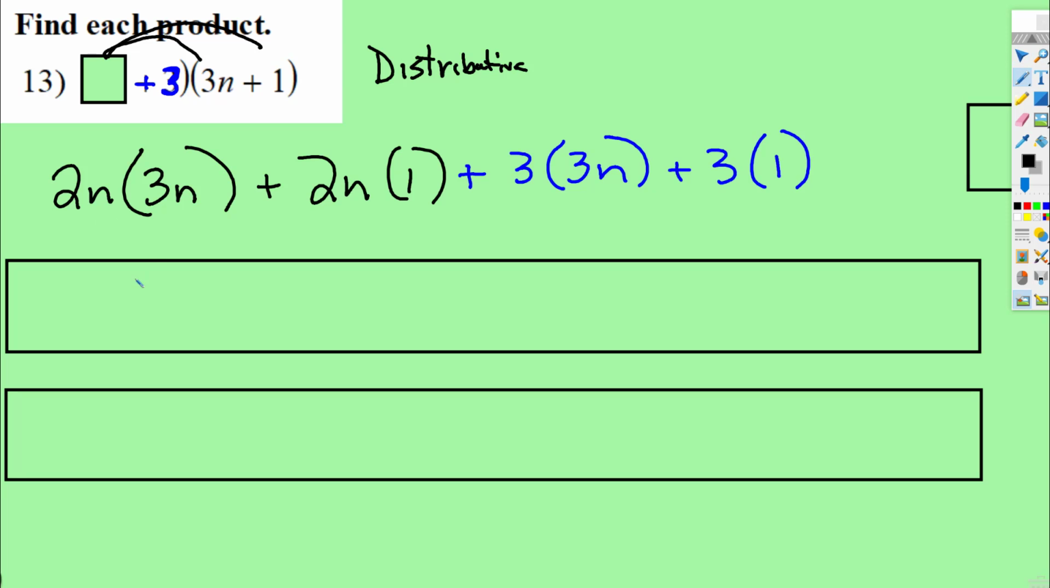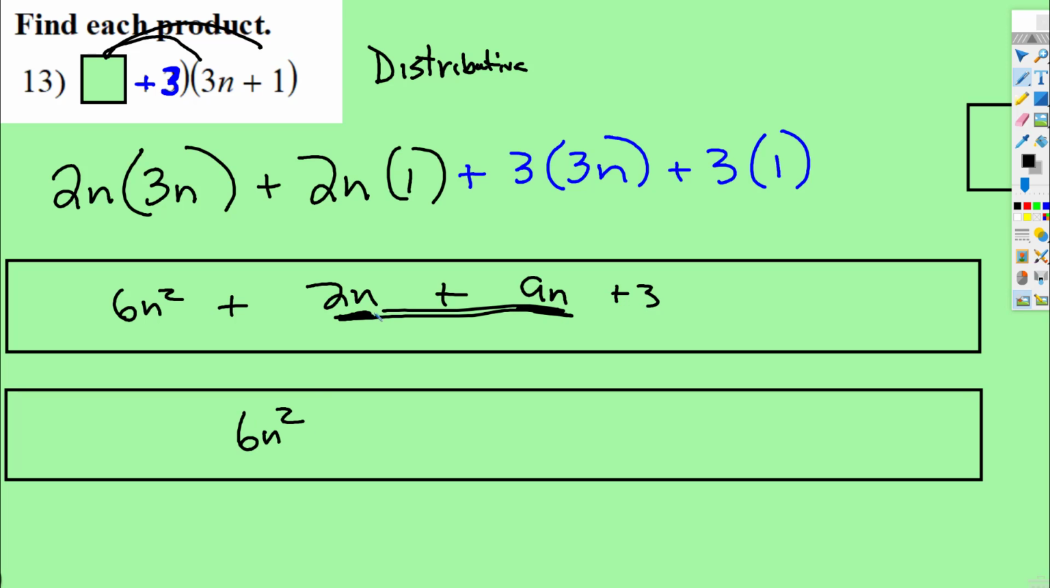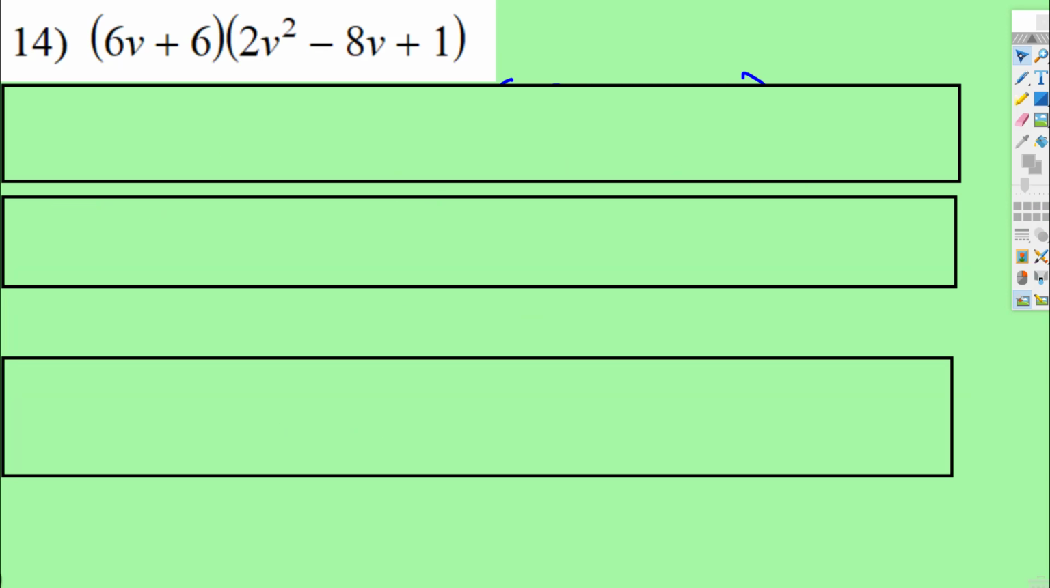So 2n times 3n is 6n squared. 2n times 1 is 2n. 3 times 3n is 9n. Oh, look at that, those are like terms that we will add in a minute. And then 3 times 1 is 3. And then just bring down the terms, but combine these like terms. 2n plus 9n is positive 11n. And that's the result.